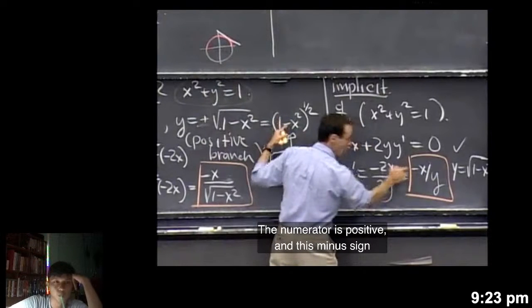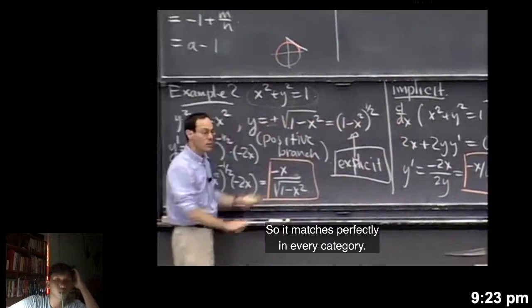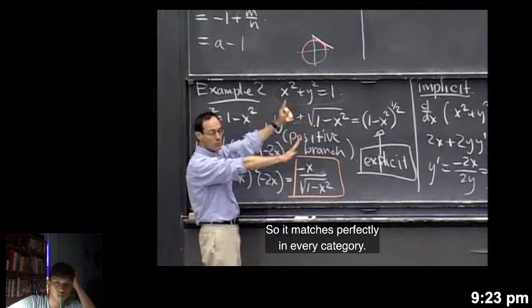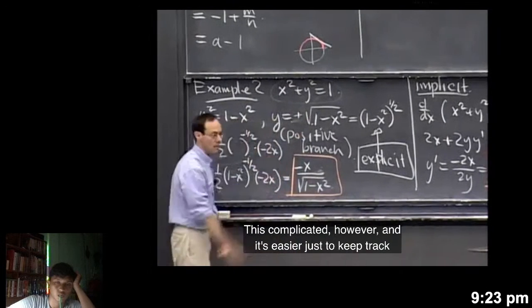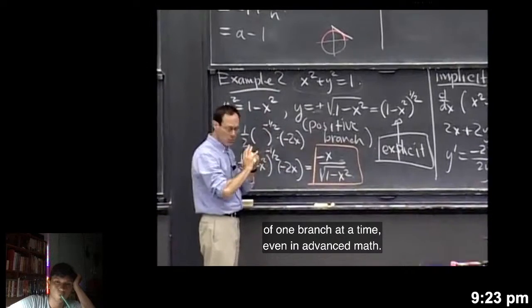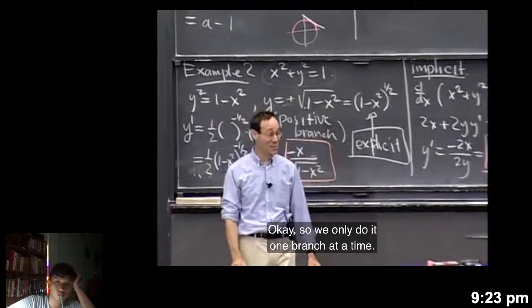So it matches perfectly in every category. So this is complicated, however, and it's easier just to keep track of one branch at a time, even in advanced math. Okay? So we only do it one branch at a time. Other questions?